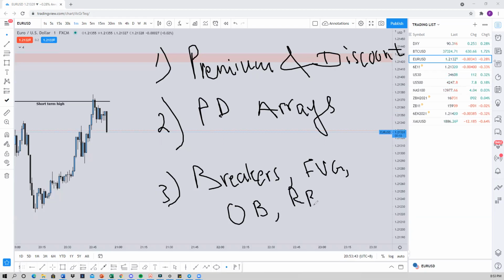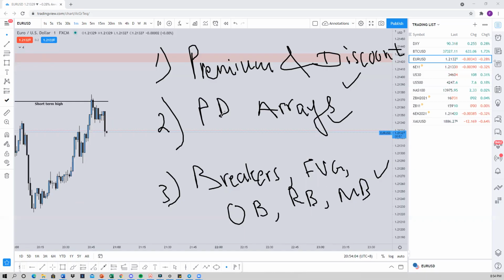rejection block, and we can say mitigation block also, right? So we have all of these, and these are the main things that we're going to be concerned about. We're not going to be looking at so many different things at once. We're going to focus on the ones that actually matter. Having too much information will also lead to information overload. Okay, so let's start off with premium and discount.